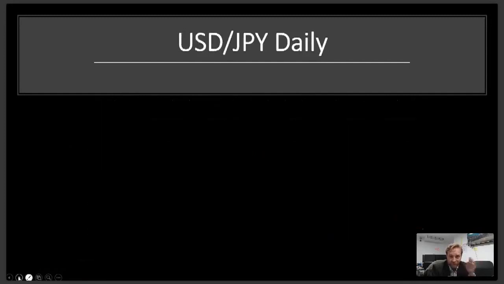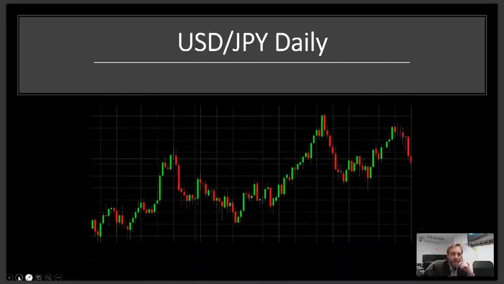Let's look at another one. This is the dollar Japanese yen on a daily. Downtrend, steady downtrend. Then you get your three white soldiers, and the market reverses and starts to move on an uptrend.